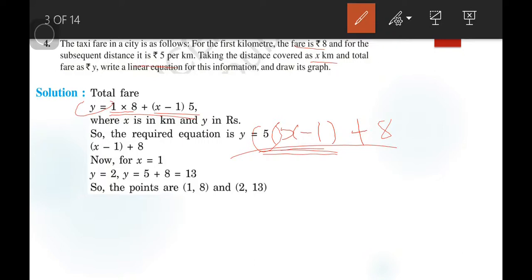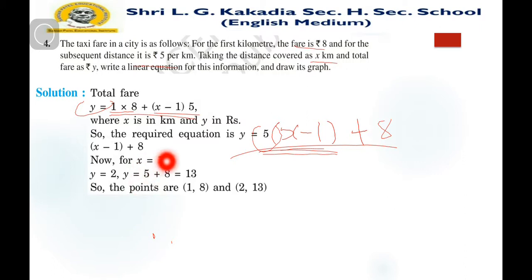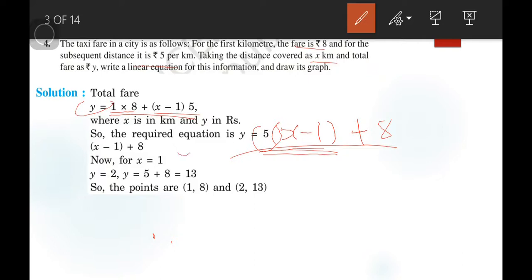Now in this equation, if we put x is equal to 1 randomly, by inspection, then 1 minus 1 will be 0, then y is equal to 8. Then what we get here? y is equal to 8.